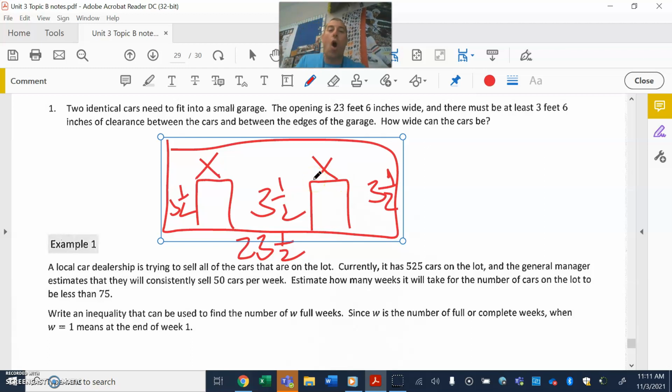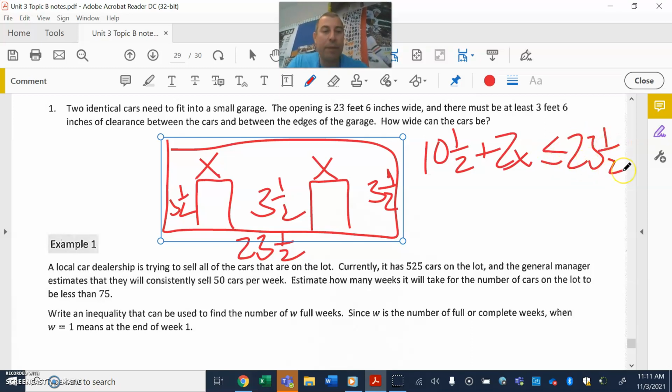So the idea behind this is all of this needs to be less than or equal to 23.5, because if it's bigger, then it's going out wider past our garage. So 3.5, 3.5, 3.5: 3, 6, 9, 10.5. So I've got 10.5 plus my 2x. That amount needs to be less than or equal to the 23.5, because again, if it's right on, we're good. That's the least it needs to be.